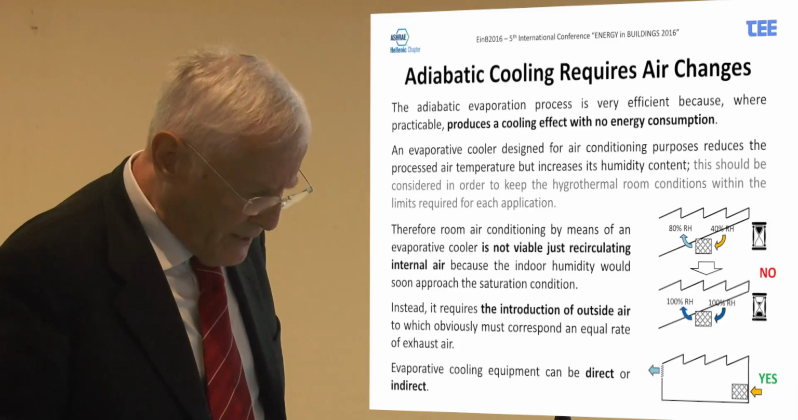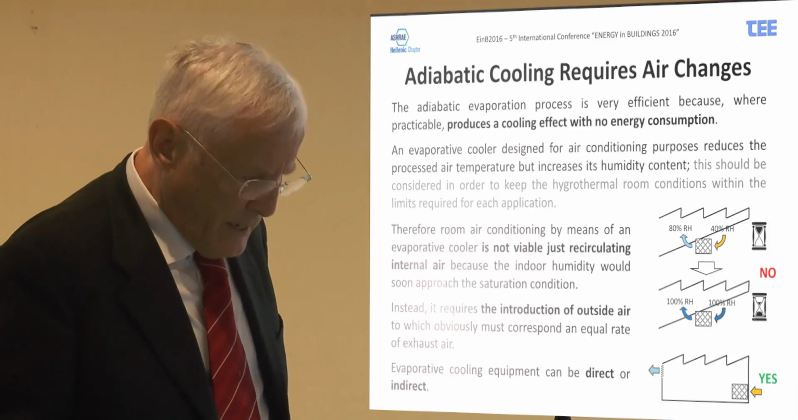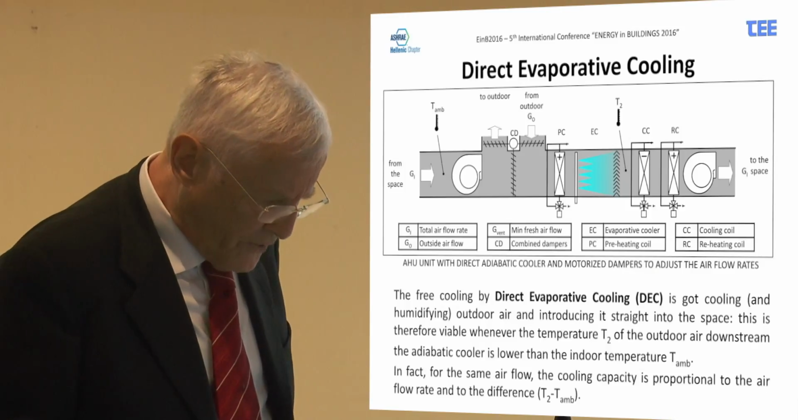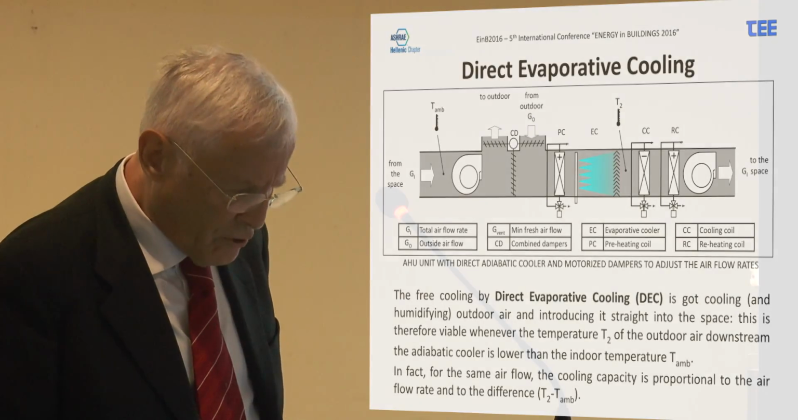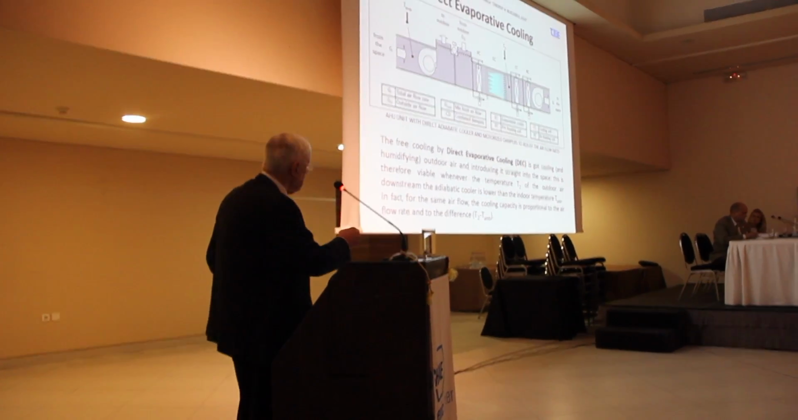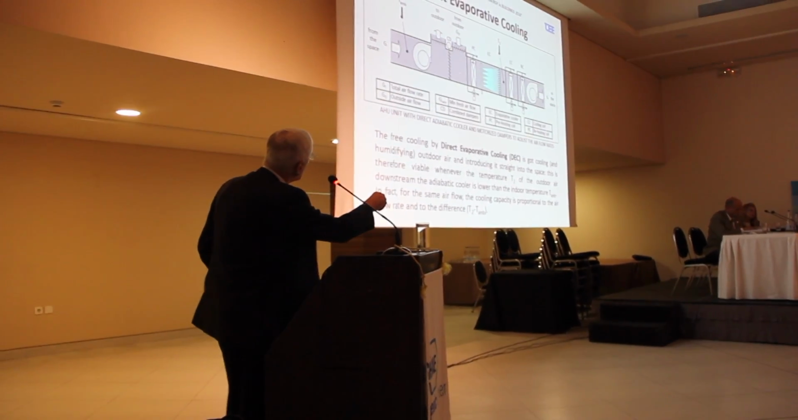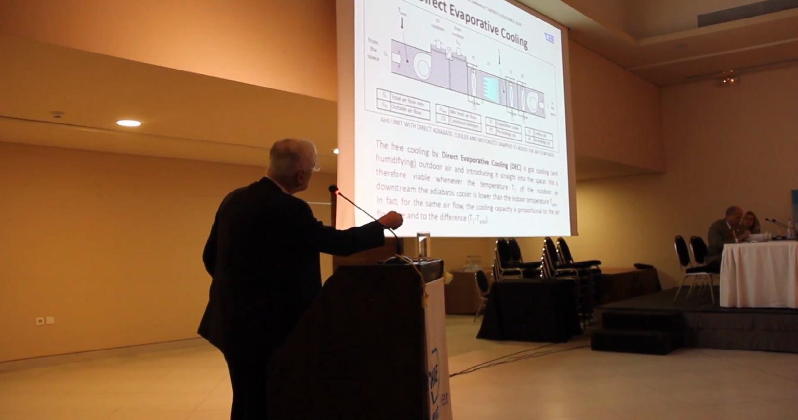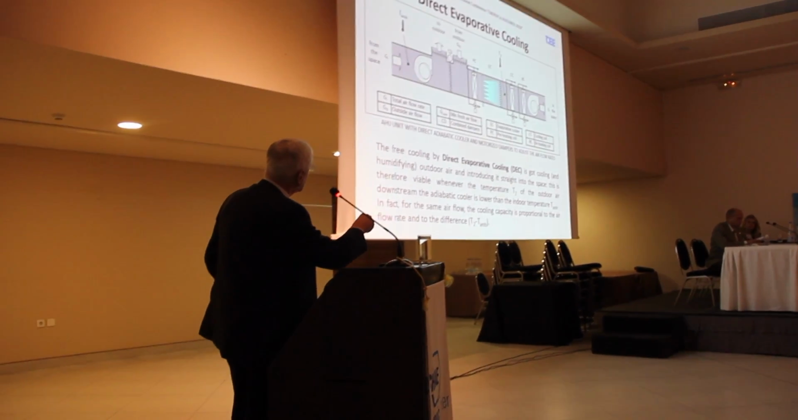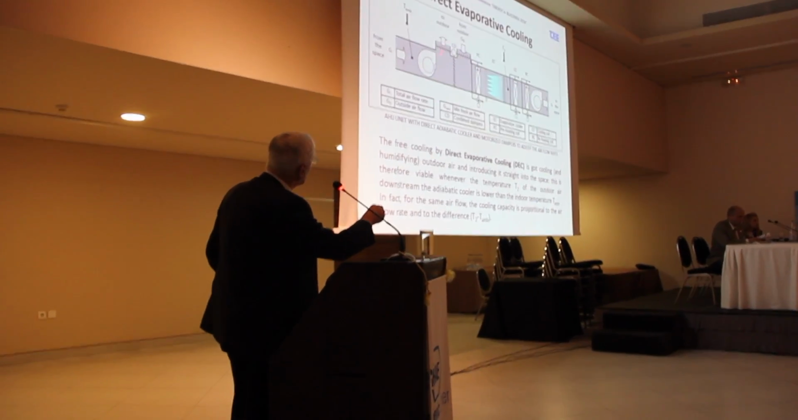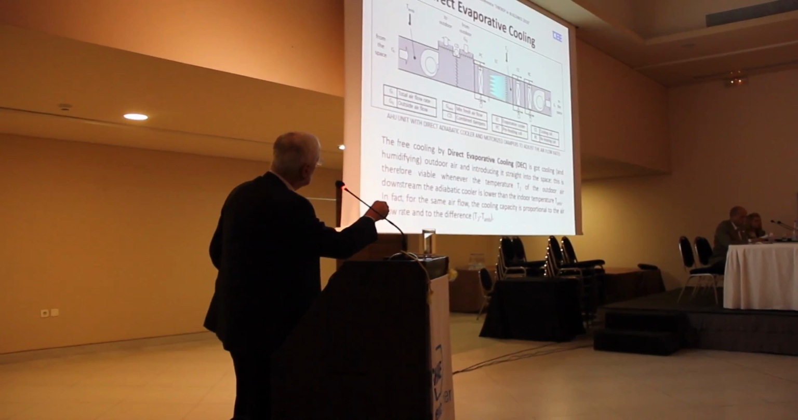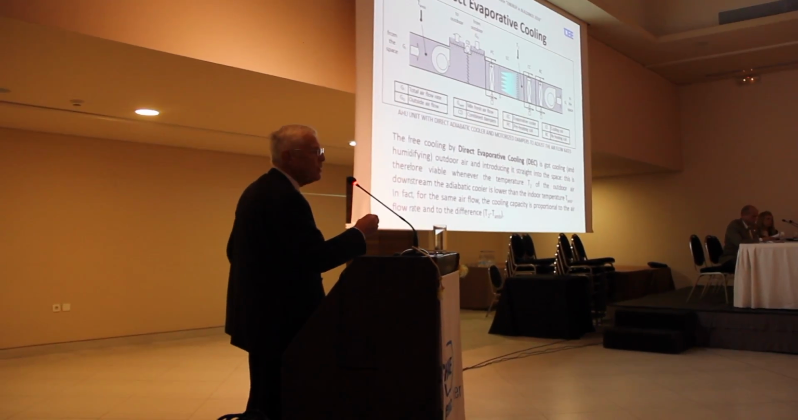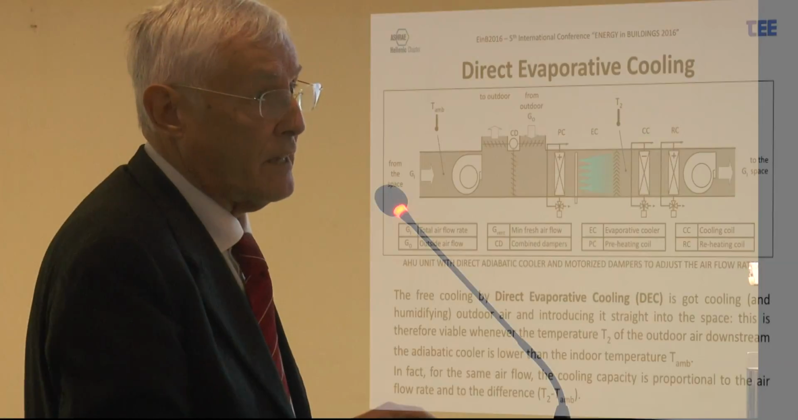Evaporative cooling equipment can be direct or indirect. The direct evaporative cooling causes the cooling of the air which is taken from outdoors and introduced straight into the space. Basically, the outdoor air enters from here, is humidified and adiabatically cooled here, and sent directly into the ambient. Some of the air is recirculated, and normally a conjugated damper system will proportion the quantity of recirculated air and cooling air, outdoor air, according to the capability of the environment to supply a cooling effect.